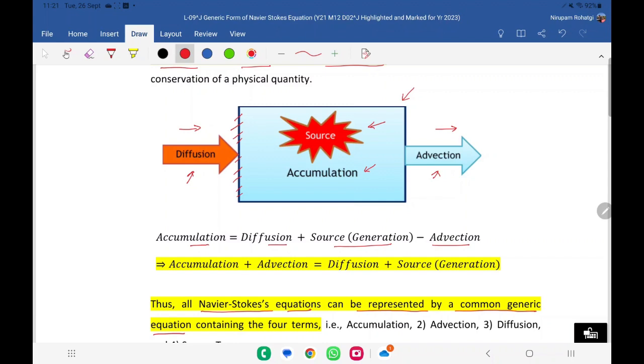Okay, so you can rewrite this equation. You can bring advection to this side, and you can say accumulation plus advection is equal to diffusion plus source. Accumulation is that the physical quantity is getting increased within the control volume. Advection is that much going out, right? And diffusion is what is coming in, source is what is being generated in. So this is the physical interpretation of this.